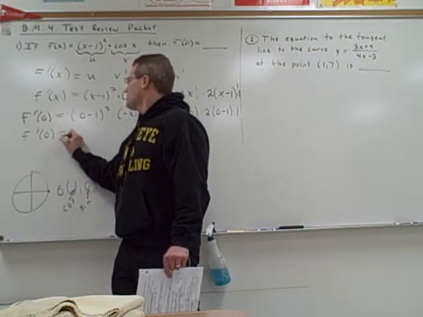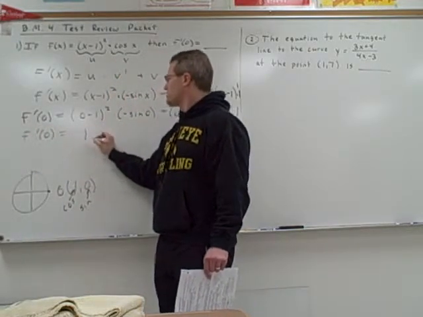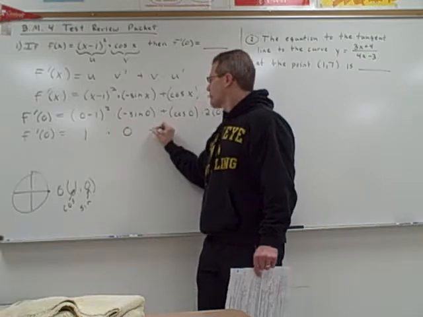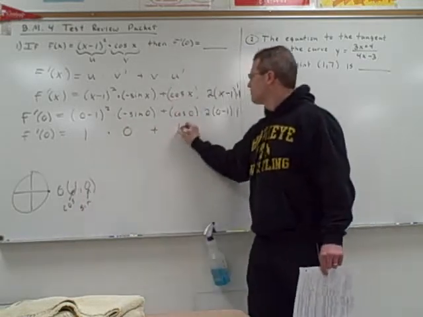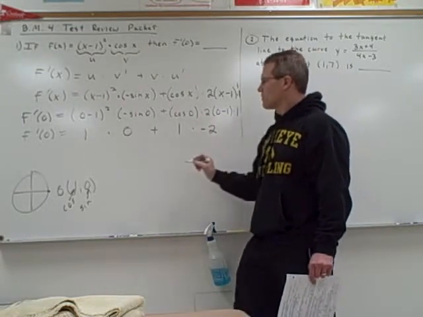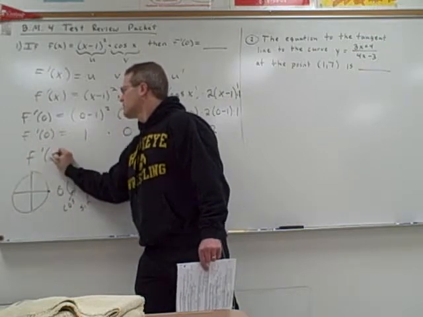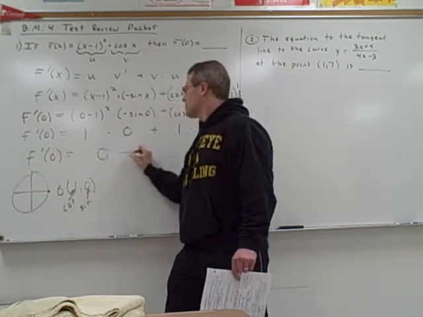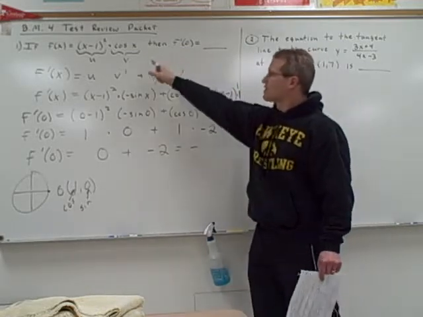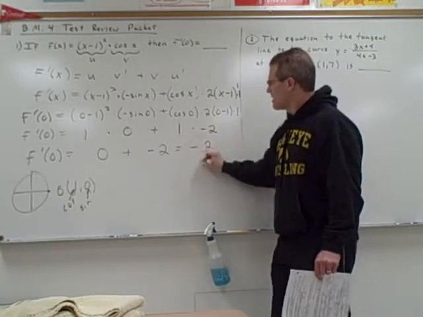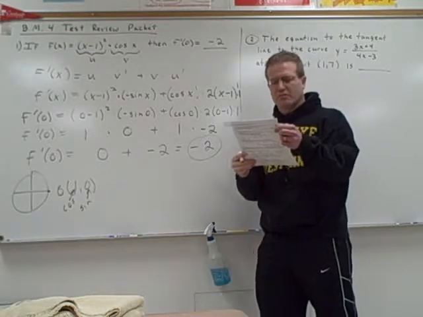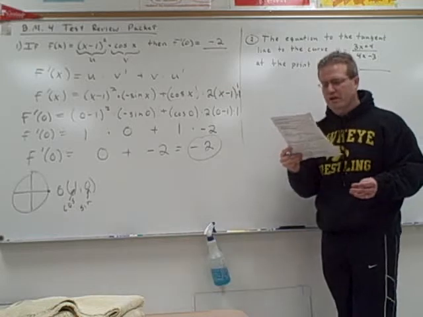F prime of 0 equals, this is going to be negative 1 squared, which would equal positive 1. The sine of 0 would be 0, so the opposite of 0 would just be 0. Cosine of 0 would be 1. Here we'll have 2 times negative 1 times 1, so that's negative 2. So our answer comes out to 1 times 0, which is 0, plus negative 2. So our derivative of f of x at x equals 0 is equal to negative 2. Which, if this is multiple choice, would be letter A. You'd circle letter A on your test review packet.